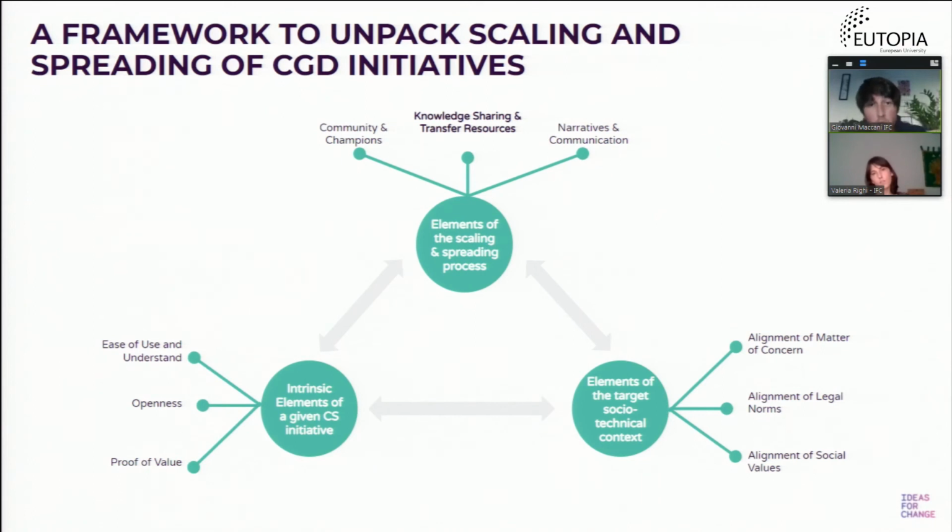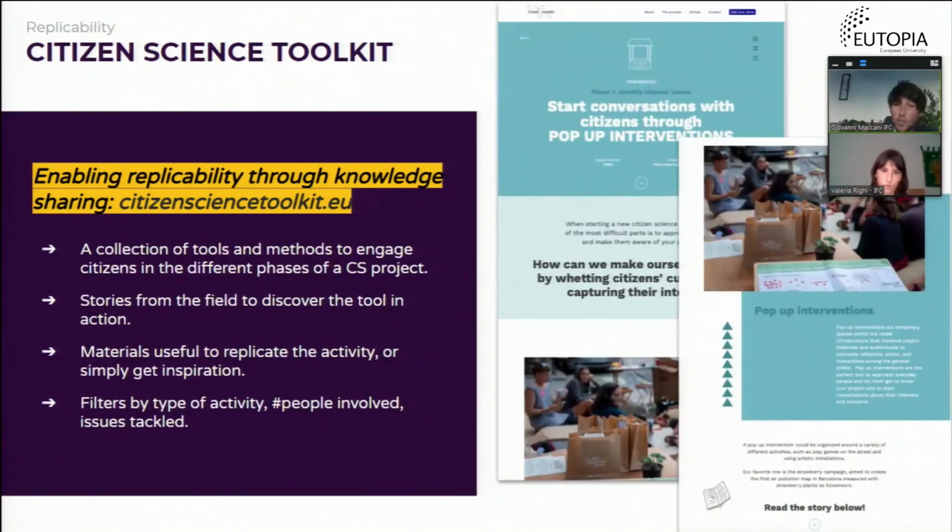Okay, so going back to the process, one of the key elements that we think is crucial to enable scaling and spreading in citizen science is the development of what we call knowledge sharing and transfer resources. Amongst those, there is the role of what we call toolkits.